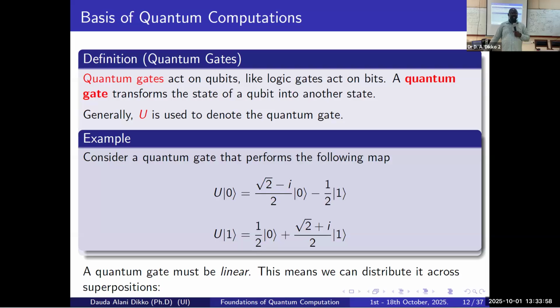In classical computing, our gates are zeros and ones.